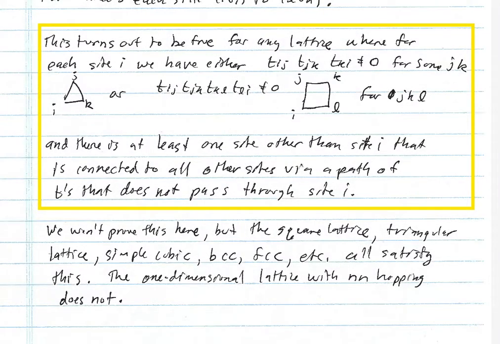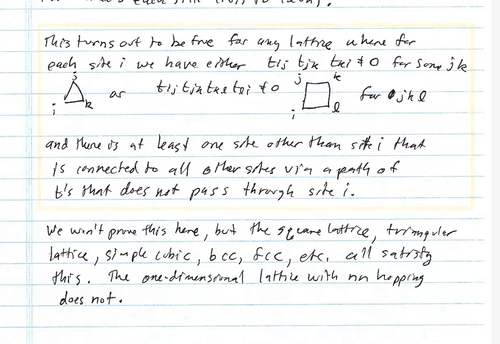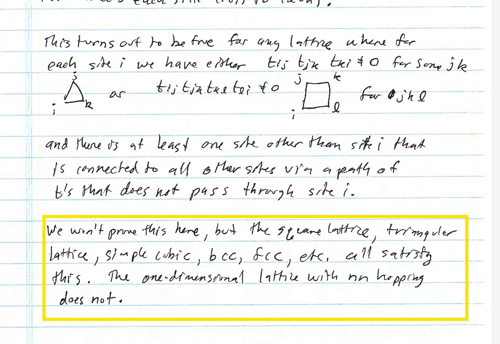And there is at least one site other than the site I that is connected to all other sites via a path of hopping matrix elements that does not pass through the site I. So if that condition is true, in other words, there's two ways to get to site I, then this connectivity condition will be true. We're not going to prove that the connectivity condition is true if these primitive conditions hold, but we will simply state what lattices this holds for, and that includes the square lattice, the triangular lattice, the simple cubic lattice, the body-centered cubic lattice, the face-centered cubic lattice, and so forth. They all satisfy this connectivity condition.